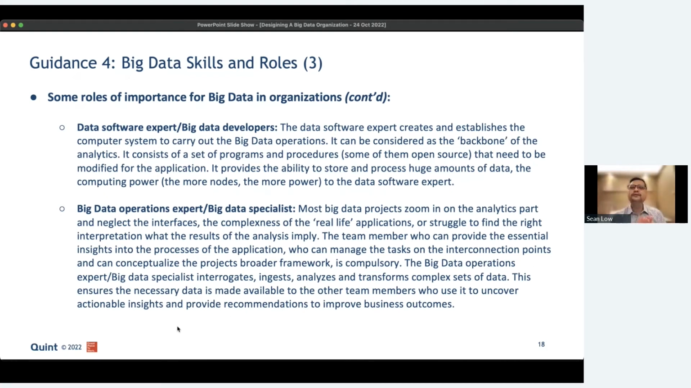So those are the five most common roles that you are looking for in terms of big data, right? If you want to look at the details of this, again, you can always reach out to the Big Data Framework organization or us at Quint to help you with these things.